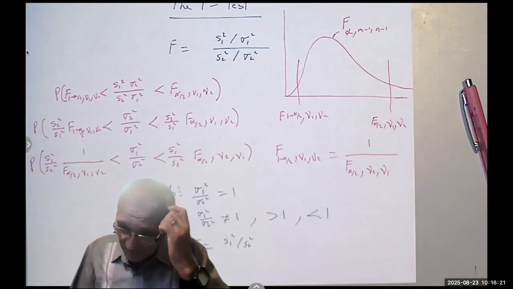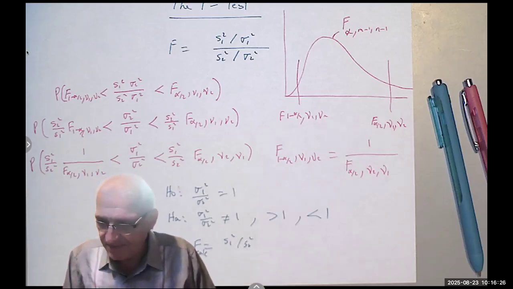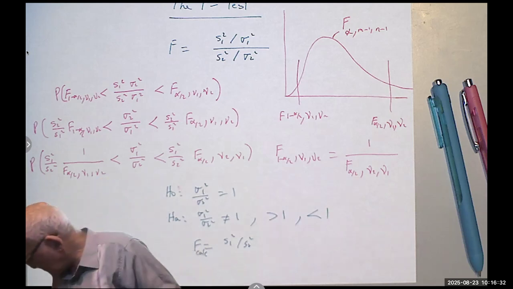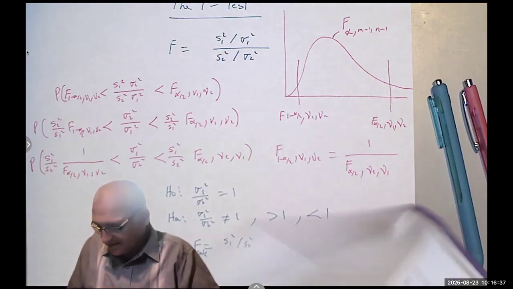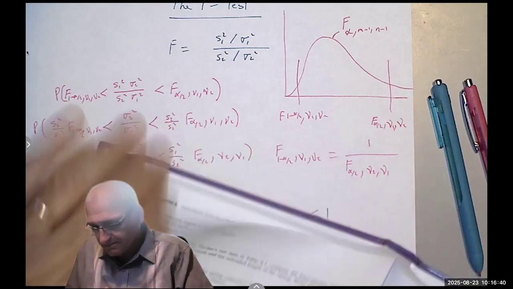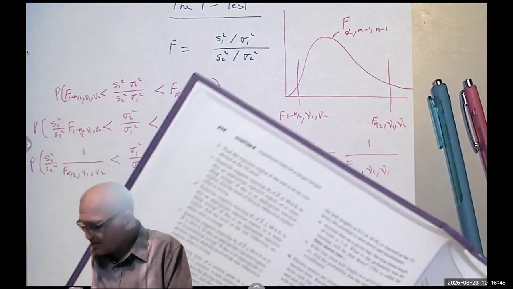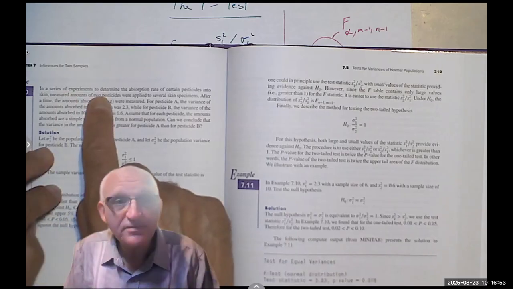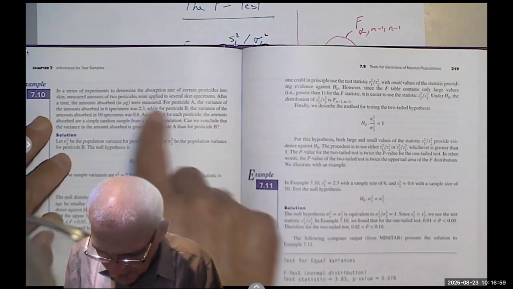If you have the table, it's simple. I think I don't have an example, but maybe I can find one. Let's pick one from a book and see how we do that. Hypothesis testing, two samples. Okay, so here, for example, it says in a series of experiments to determine the absorption of certain pesticides on skin, measured in micrograms.